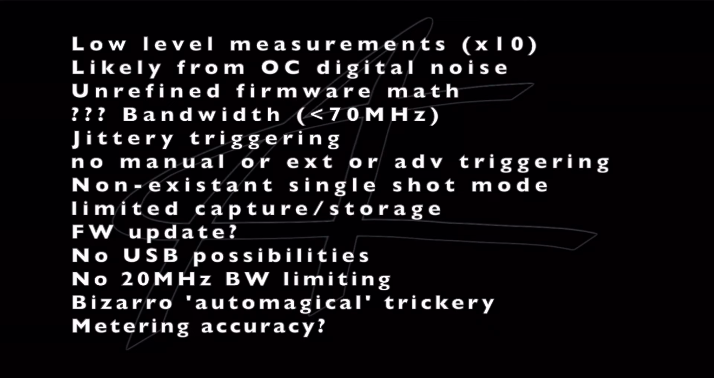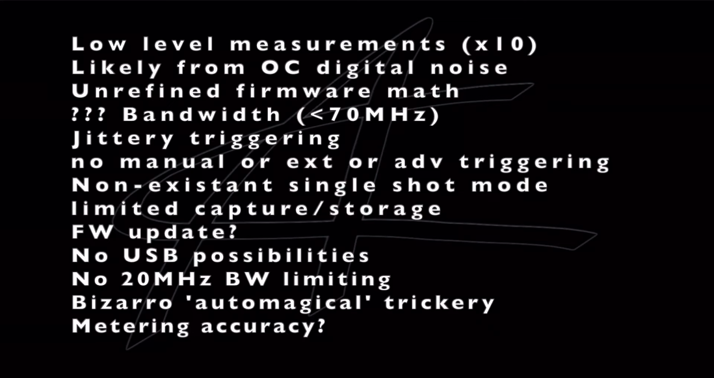There's no 20 megahertz bandwidth limiting, which sucks because that's the specification you use for measuring noise in power supplies. I don't know why they didn't do that. There's really nothing simpler as far as DSP in the digital world than a low pass filter. I mean, come on, guys. There's also bizarro automagical trickery. I didn't track all the modes and test all the things, but it just kind of changed stuff on me. You can hear the relay inside clicking on and off, so I need to figure out what all that's about.